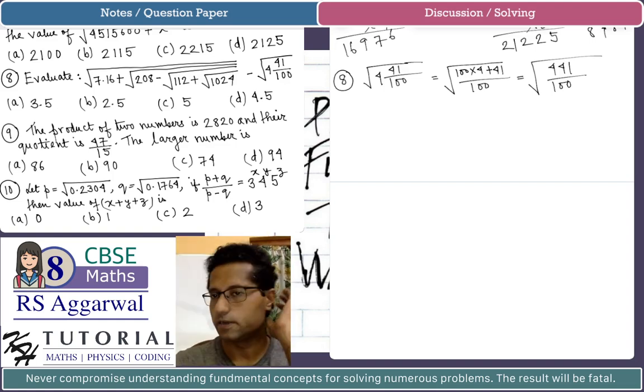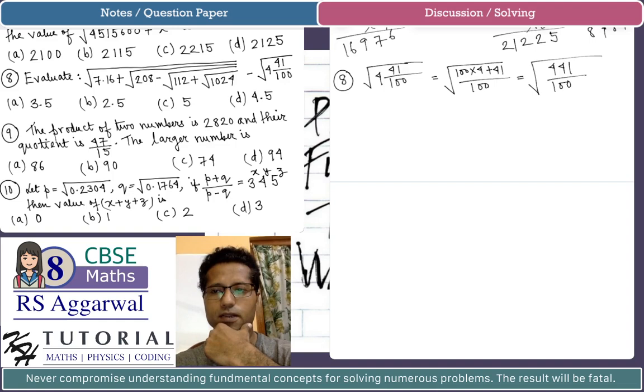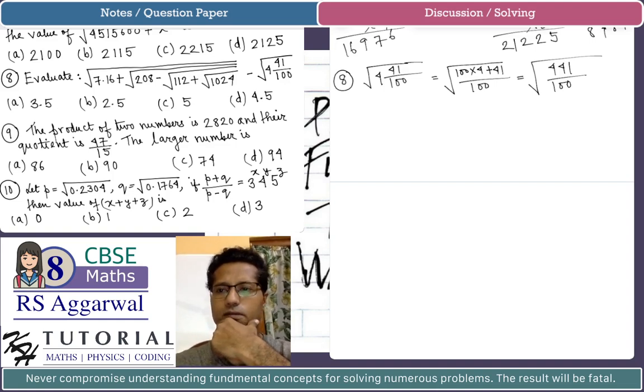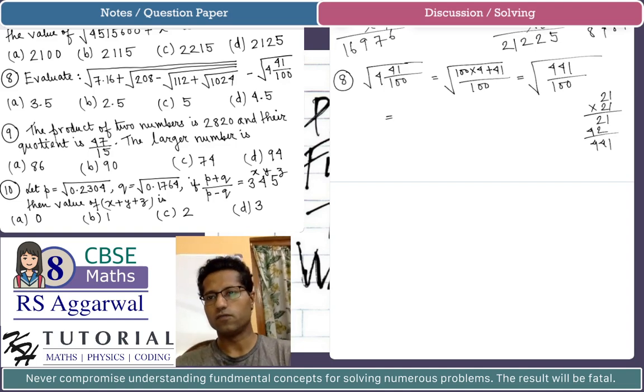Now, what can its square root be? It is ending with the digit 1. If a perfect square is ending with the digit 1, its square root can end with the digit 1 or 9. Okay. So, can it be 21? 21 multiplied by 21. This is 21 and this is 42. Okay. So, it is 21. So, now this is square root of 441 by 100.